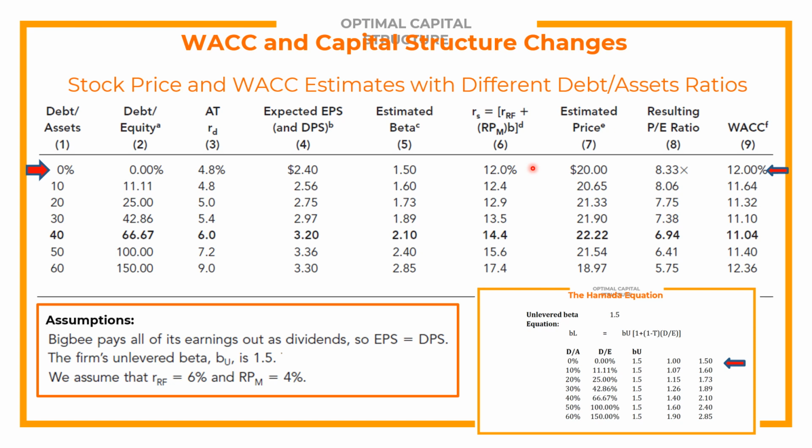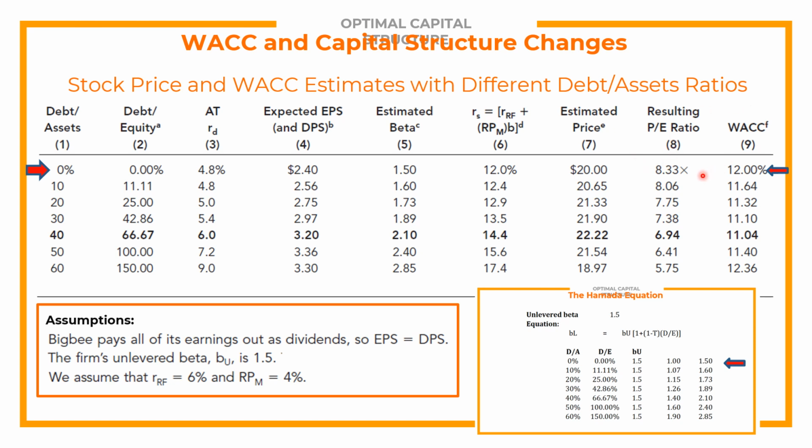Okay, so since our earnings per share is equal to our dividends per share, we can compute our estimated stock price, okay, using the zero growth stock model. Okay, so that would be dividends per share divided by cost of common stock. Okay, so we have our dividends per share of 2.4 divided by cost of equity of 12%. So we have our estimated stock price of 20 per share.